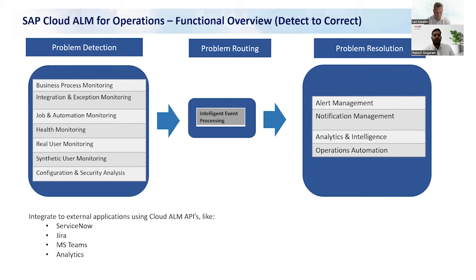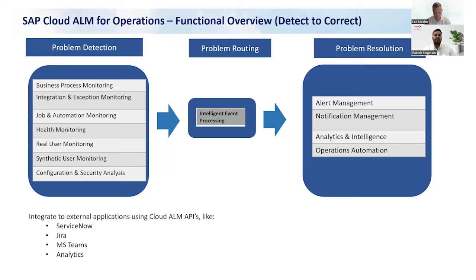Other than that, you can also integrate Cloud ALM with third-party tools using REST APIs. Cloud ALM provides REST APIs to integrate with third-party tools. For example, if you want to create a ticket for the issues that occurred in the system, you can create a ticket in ServiceNow, and you can also integrate with Jira. And if you want to send a chat message, you can also integrate with Microsoft MS Teams and also with analytics tools.